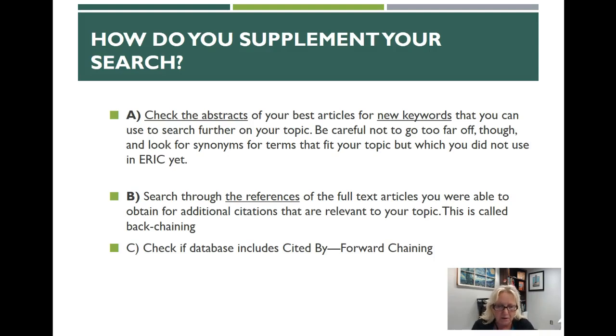Did they cite a research article? If somebody reads your thesis, they're going to look at your references, and you're going to be citing articles that are relevant to your research. So the same would be happening in research articles. And that's called back chaining. Forward chaining is looking at cited by.